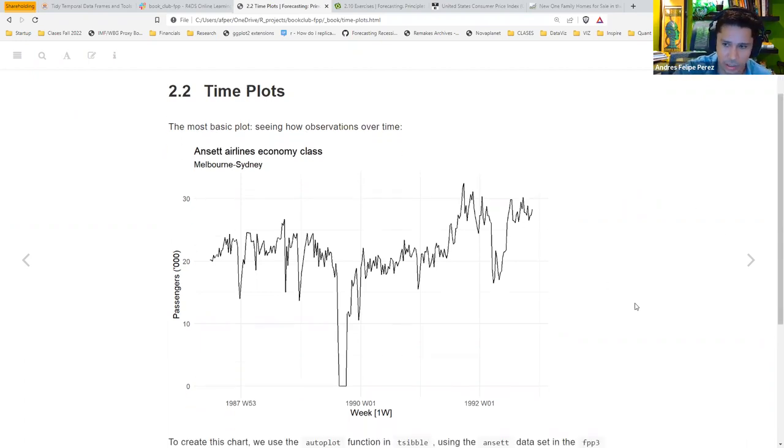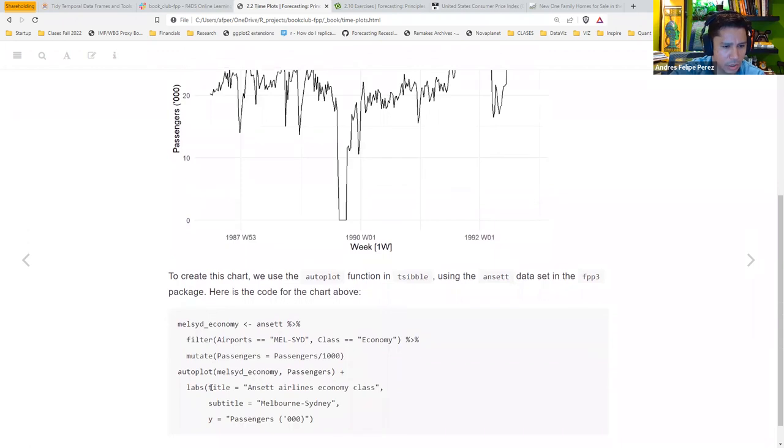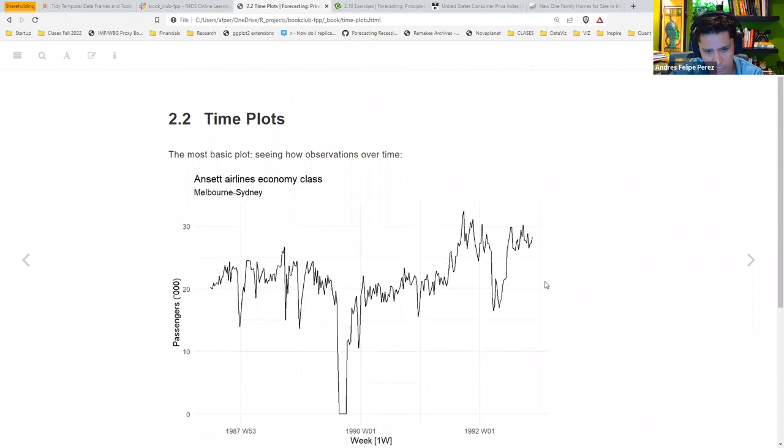In the case of a Sybil, that's what the index would indicate. The most basic plot, the most elemental plot, is how observations move against time. So just your observations against time, essentially. And this plot right here comes from the FPP3 package, from the book's package, and it shows the number of airline passengers in the Ansett Airlines economy class from Melbourne to Sydney, weekly, starting in 1985, I believe, and here's the code. I can't remember, but mid 80s until mid 90s.